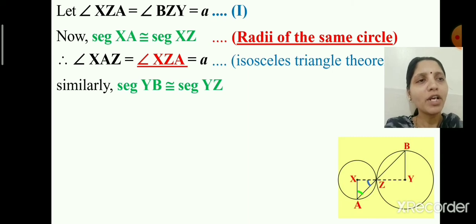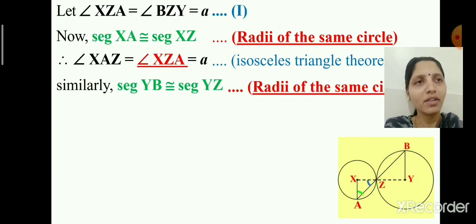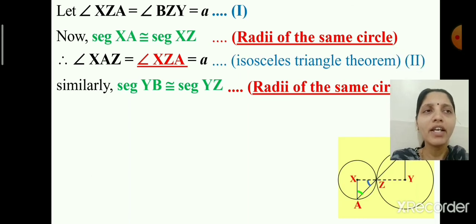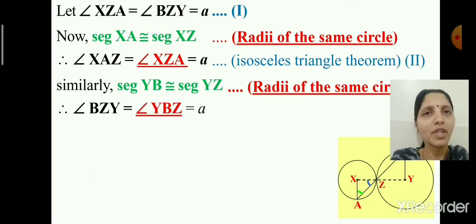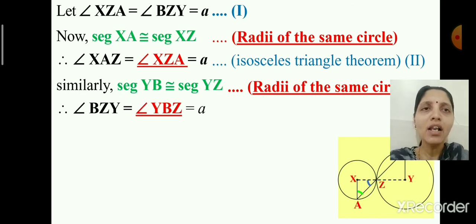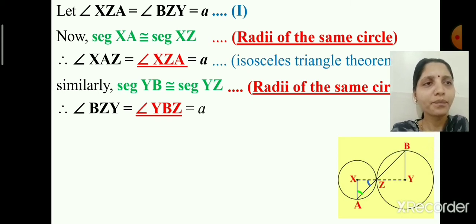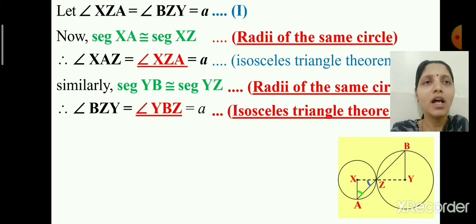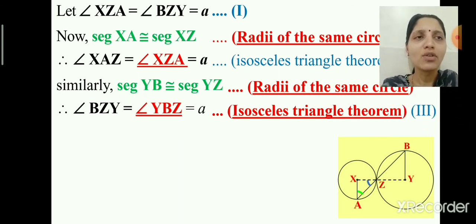Similarly, segment YB is congruent to segment YZ. Then their opposite angles will also be equal. And the reason you will write as radii of the same circle. Therefore, angle BZY is equal to angle YBZ is equal to A. Reason you will write as isosceles triangle theorem and write this equation as equation 3.